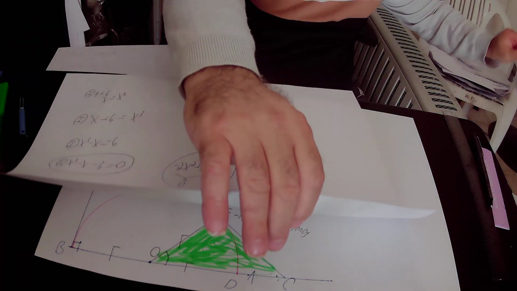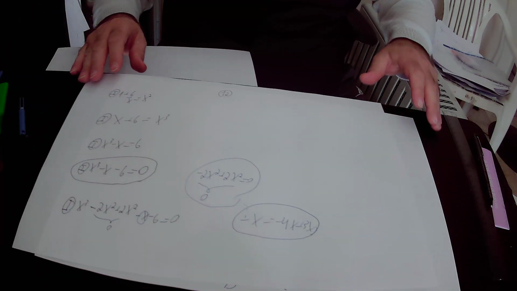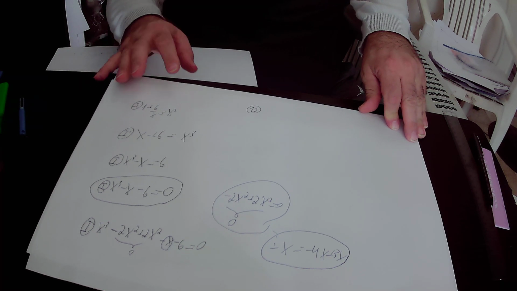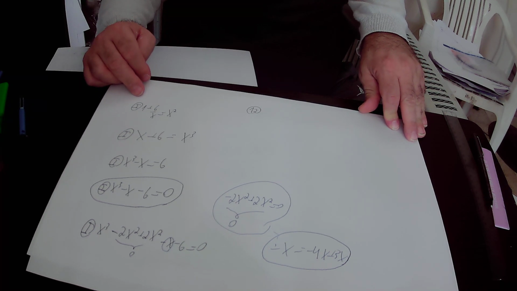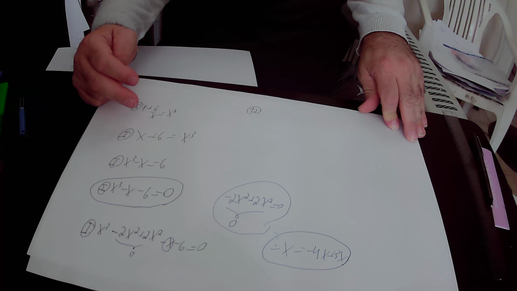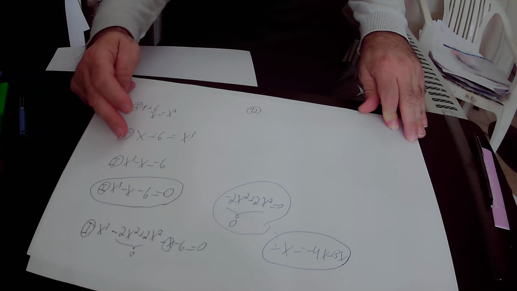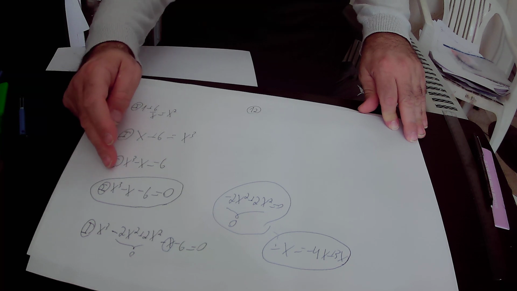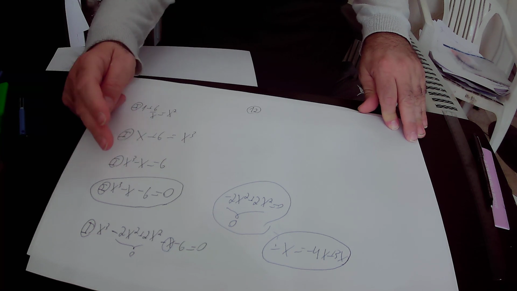So we got that 1 plus 6 over X equals X squared. We multiplied this equation by X, and we got that X plus 6 equals X cubed. Here we subtracted X, and we got that X cubed minus X equals 6. Then we subtracted 6, and we got that X cubed minus X minus 6 equals 0.